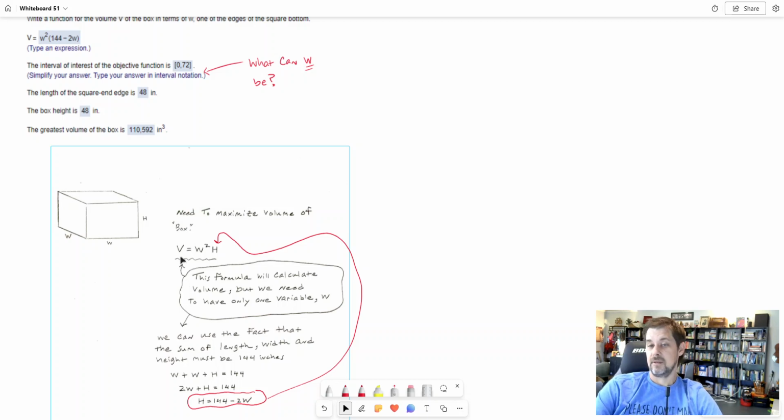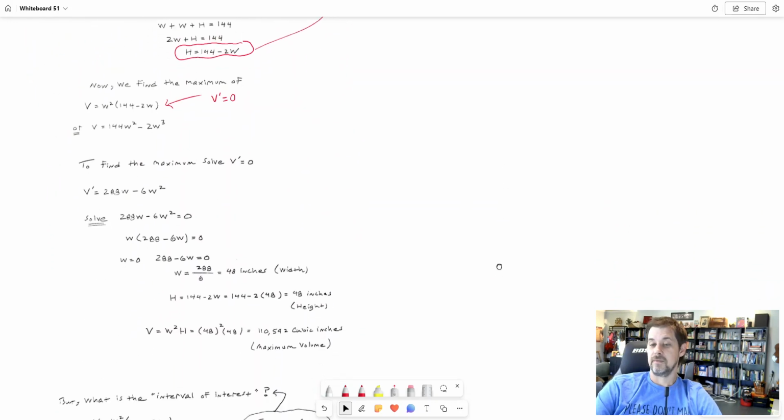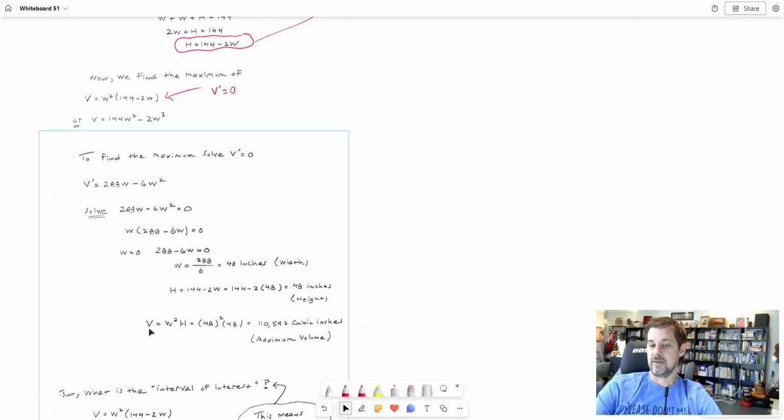Okay, well, this one will. This one says volume is W squared times H, and I know both of those numbers. I could use that one. Okay, so let's just maybe do that, right? Okay, now for the volume is W squared H.